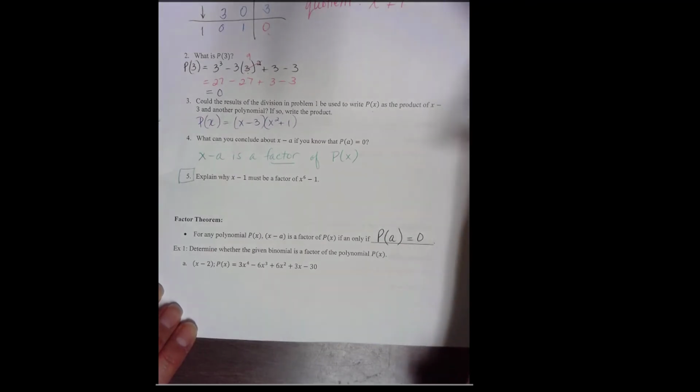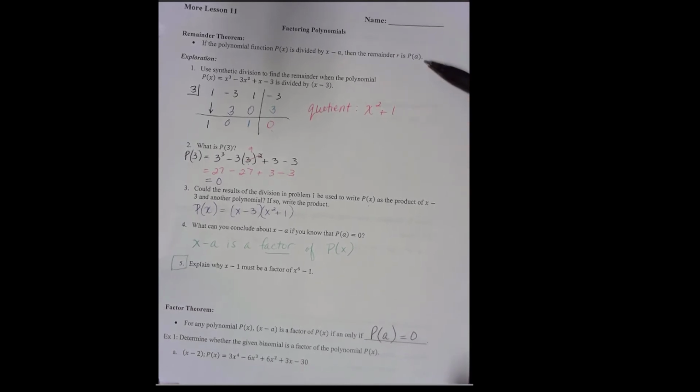So that's kind of this idea that the remainder theorem, we said if a polynomial function is divided by x minus a, then the remainder is p of a. Here we're saying in order for it to be a factor, the remainder has to be 0.